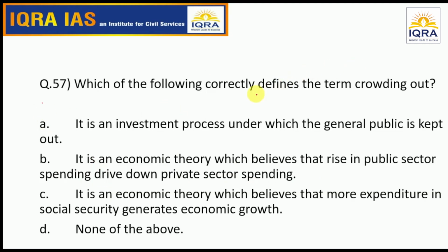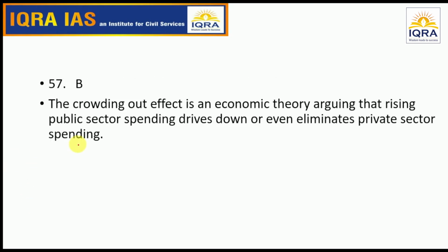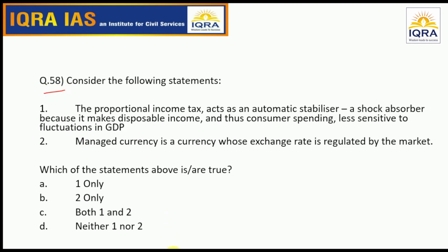Question number 57. Which of the following correctly defines the term crowding out? So crowding out is a theory where there is a rise in public sector spending which will drive down the private sector spending. So when public sector spending is so much that it is actually crowding out, there is not much room in the spending side. So the correct answer to this is B.